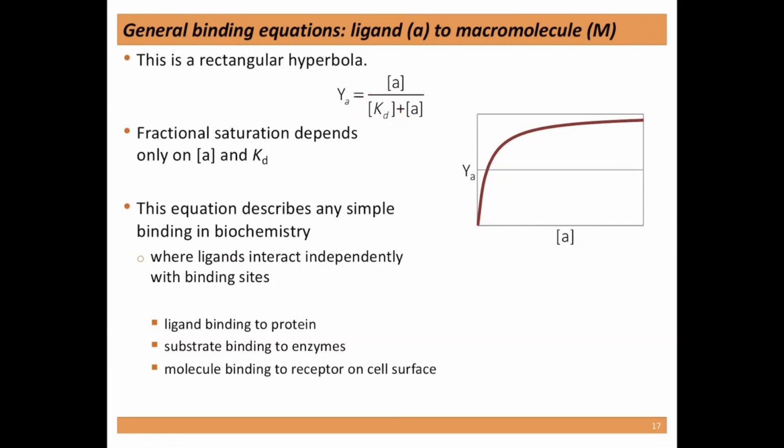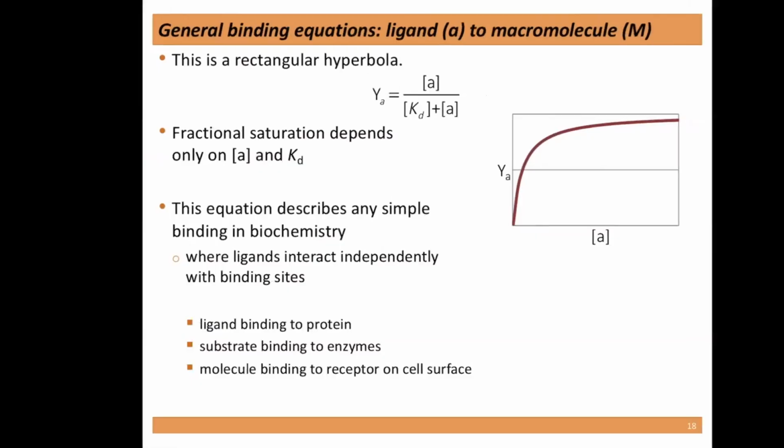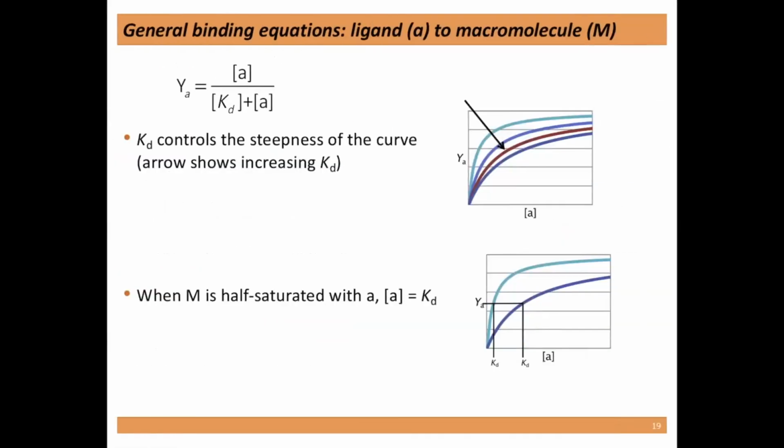And so this is used in any simple binding in biochemistry where a ligand interacts independently with the binding site. So such as ligands binding to proteins, substrates binding to enzymes, a molecule binding to a cell surface. So this is kind of the simple model right here. And this is what happens in myoglobin. Okay, so again, this is a regular hyperbola. And that's the exact same slide. If you're wondering why that's there, the Department of Redundancy Department approved that inclusion.